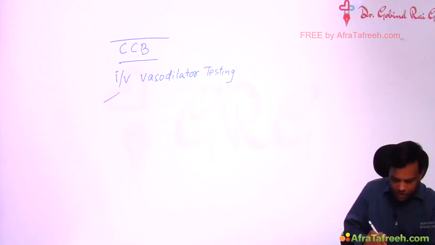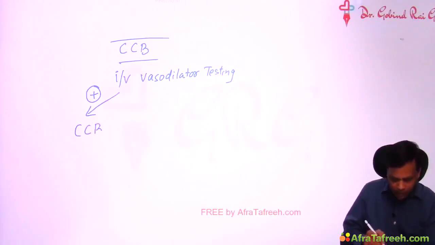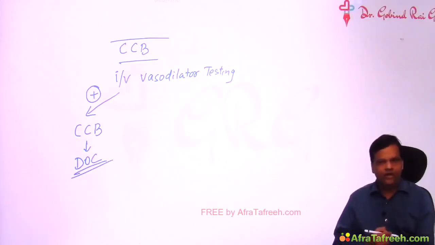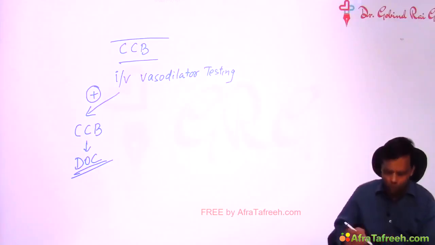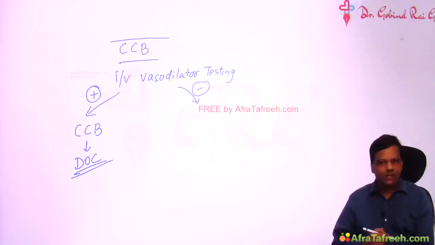If the pressure is reduced, we say the test is positive. If the test is positive, then calcium channel blockers become the drug of choice, and we give the person a calcium channel blocker orally for life. But the problem is, intravenous vasodilator testing is positive in very few people. In most people, even calcium channel blockers are not able to decrease the pressure in the pulmonary artery.